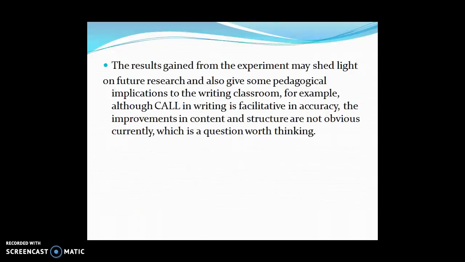Well, the results gained from the experiment may shed light on future research and also give some pedagogical implications to the writing classroom. For example, although CAL in writing is facilitative in accuracy, the improvements in content and structure are not obvious currently, which is a question worth thinking. So I guess researchers may take a look at this article and say, okay, Fang Long achieved improvement in accuracy, so how can we do that for content and structure? So it's a start, right?